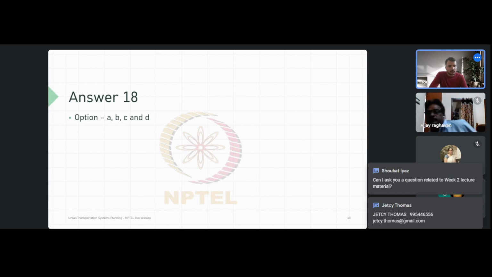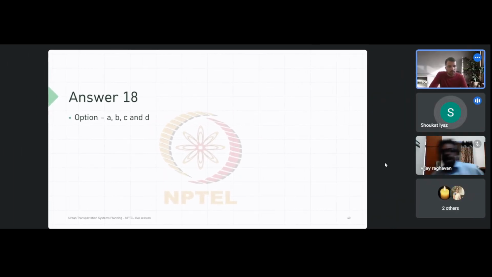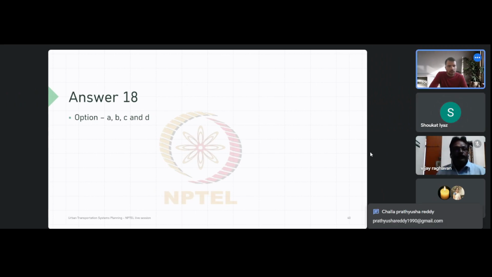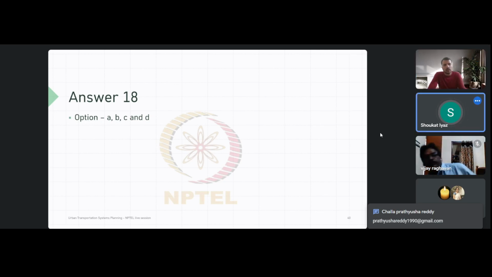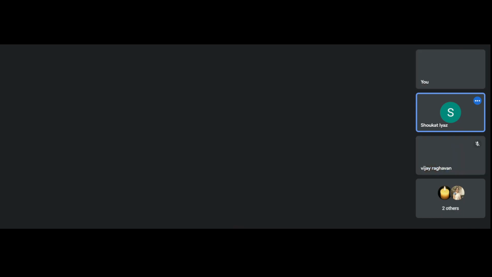Yeah, sure, please ask. Yeah, in week two lecture material, slide number 24, you have shown a flowchart there, isn't it, regarding the captive mode split. Does it mean here that the car is a captive mode here? Yeah, okay. Please let me check the slide once. So we are talking about slide number 24. Yes, just a second.